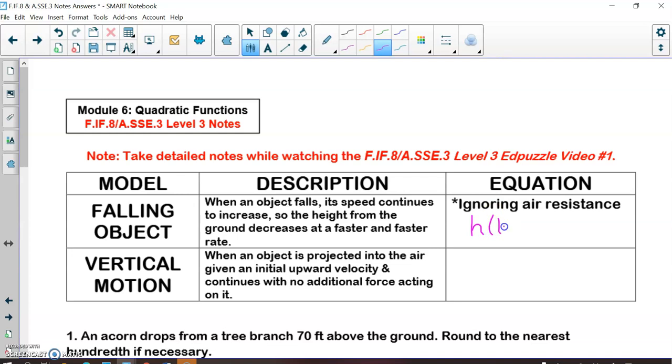Now, ignoring air resistance, your equation and function notation for the falling object model would be in the format of h of t is equal to negative 16 t squared plus c, where t is your time in seconds, and c is your initial height, so where it starts off at, and that's in feet. And the negative 16 is actually the force of gravity.